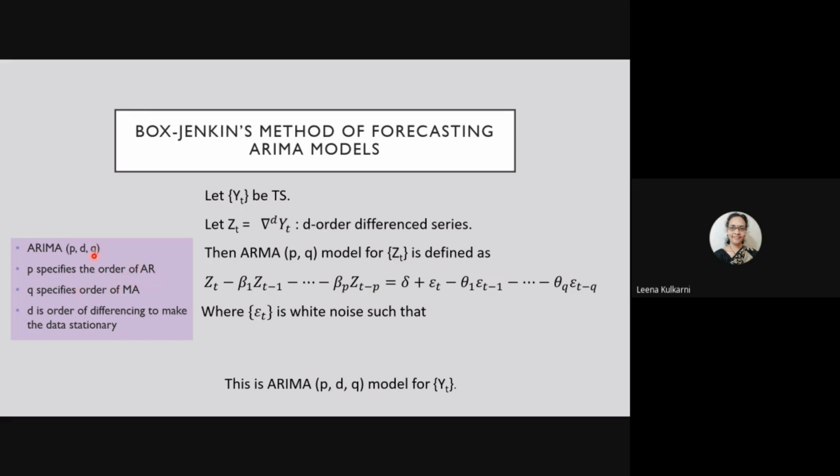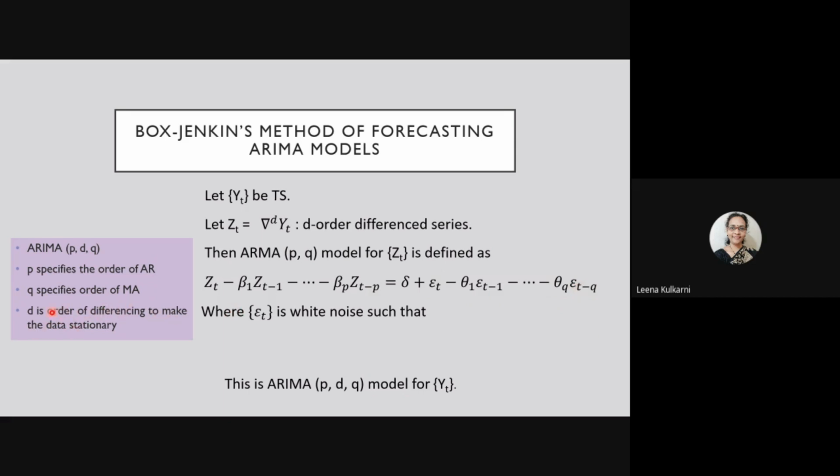Now this Q talks about the moving average part, and it specifies the order of moving average. On the right hand side of this equation you can see epsilon t minus 1 through epsilon t minus q. These are the error terms which are taken into consideration, and the model uses the previous q error terms in the equation. And d is the order of differencing to make the data stationary.